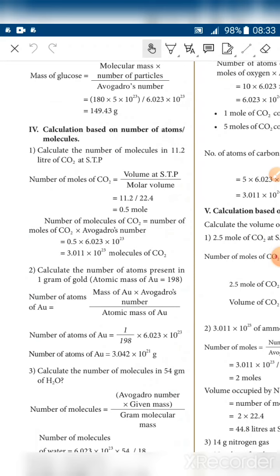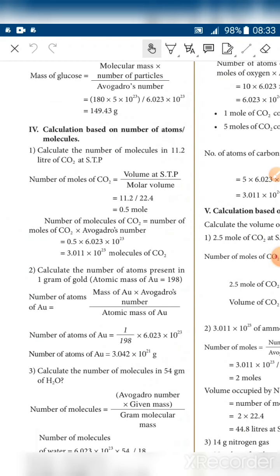Number of moles is equal to volume by molar volume. The given volume is 11.2 liter of carbon dioxide. Molar volume is a determined constant value, 22.4 liter. So 11.2 divided by 22.4, you can cancel, 1 by 2 will come. 1 by 2 is equal to 0.5 mole. So the mole is obtained. From the mole, you have to calculate the molecules. That is, the number of molecules is equal to mole into Avogadro number. Avogadro number value is 6.023 × 10^23, which is a constant, determined value.